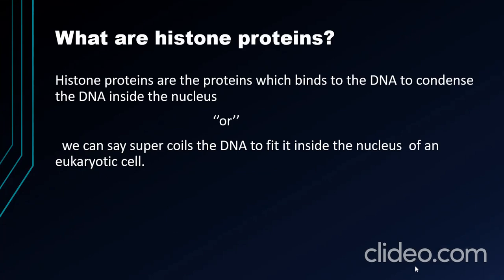So what exactly are histone proteins and why are they essential? These are basically the proteins that bind to the DNA to condense the DNA inside the nucleus of a eukaryotic cell. Since there is a large amount of material, we need to condense it somehow to fit it inside the nucleus. Or in simple words, we can say that it supercoils the DNA to fit it inside the nucleus of a eukaryotic cell.